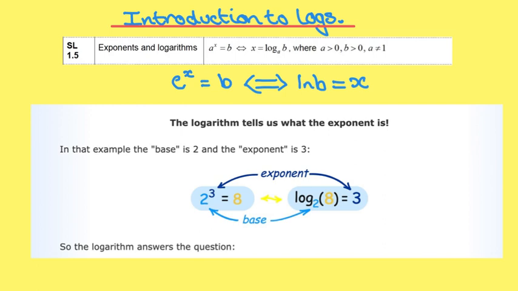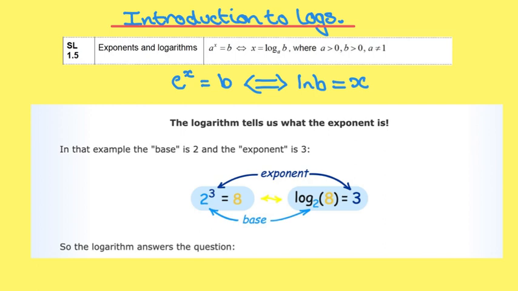You are given the connection between exponents and logs in your formula booklet. You are told that if a to the x equals b, this implies that x is equal to log a of b, where a is greater than 0, you can't find a log of a negative base, b is greater than 0, and a cannot equal 1. The logarithm tells us what the exponent is. Just like I said, the answer to a log is an exponent.